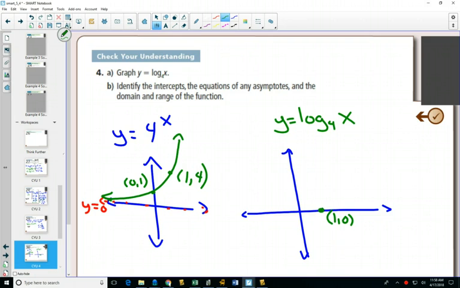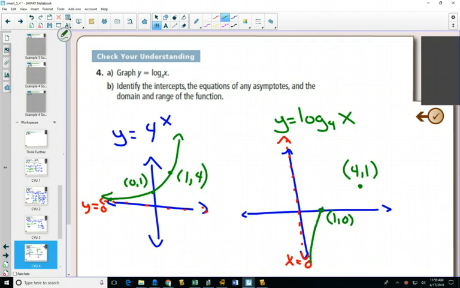And if every exponential graph has 1, whatever the base is, every log graph, if the base is 4, if I plug in 4 for x into my log graph, it's saying 4 to what power or 4 to what exponent is 4? It would have to be 1. And so you'll have the point 4, 1. If this graph has an asymptote at y equals 0, every single log graph has an asymptote at x equals 0.